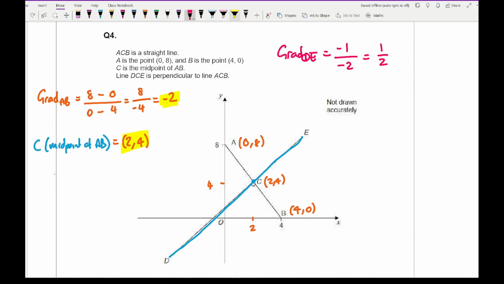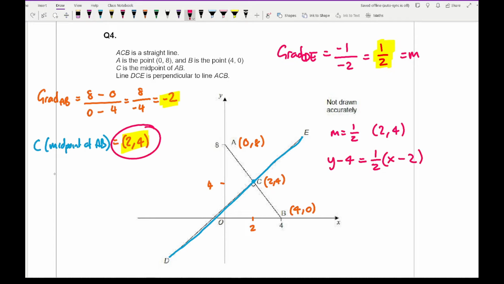So then, using this as my m value, and this coordinate, which I've just completely obliterated, so let me try that again. There we go. So what we've got is m equals positive 1/2. We've got the coordinate of (2, 4). I use y minus 4 equals 1/2 (x minus 2). Then expand the brackets, so it becomes 1/2 x, and that becomes minus 1. And then y equals 1/2 x plus 3.